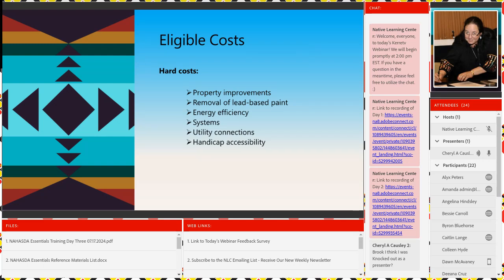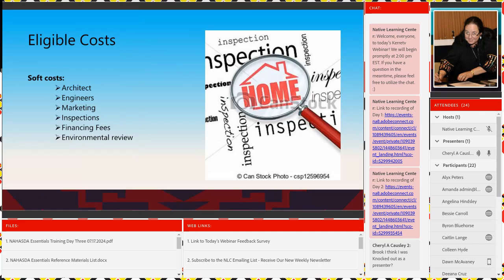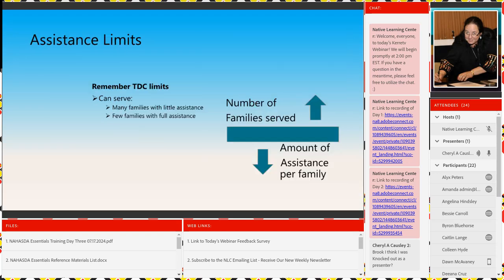You got hard costs: property improvements, removal of lead-based paint is an allowable expense, energy efficiency, systems, whatever kind you need, water, heat, utility connections, handicap accessibility. Soft costs: your engineers, architects, marketing, inspections. You got to still inspect those units if you're spending that money. Financing fees and environmental review.